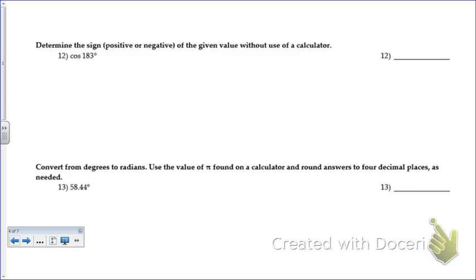Number 12, determine the sign, whether it's going to be positive or negative, of the value without using a calculator. All you're going to do, think about your coordinate plane, and you're going to draw in your 183 degrees. So it's just past the 180 degree mark. In this quadrant, x and y are both negative. Cosine is the x coordinate, and it's negative, so our answer is negative.